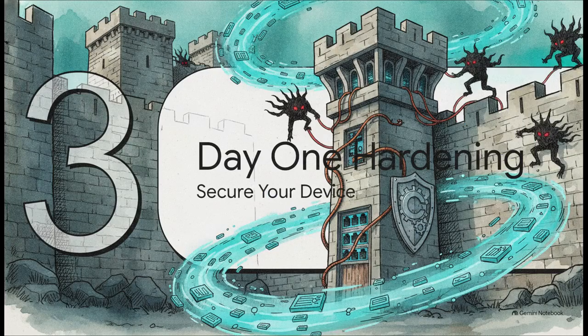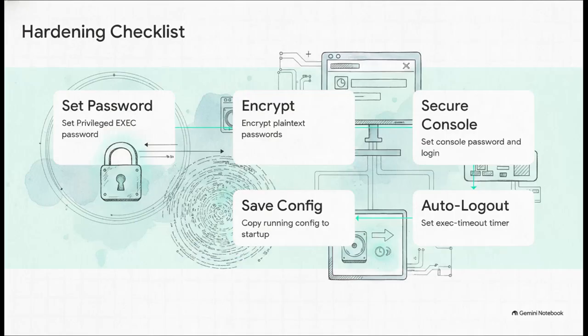Next up, section 3, the day 1 checklist. Let's look at a really critical scenario, deploying a brand new switch. Security absolutely cannot be an afterthought. This exact sequence right here ensures your device is fully hardened on first access. You start by setting a strong enable secret password. Next, and hey, this order really matters, you run service password-encryption to guarantee no plain text passwords ever appear in your config file. Then, you lock down the physical console line with its own password and an auto logout timer.